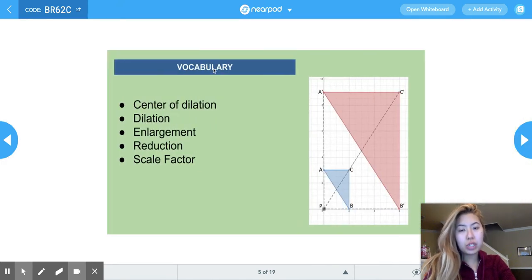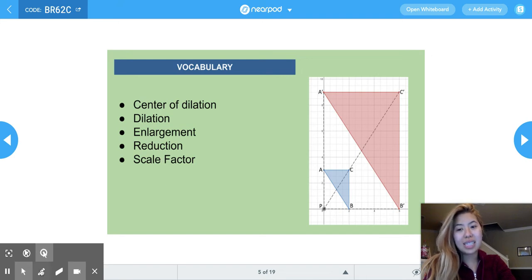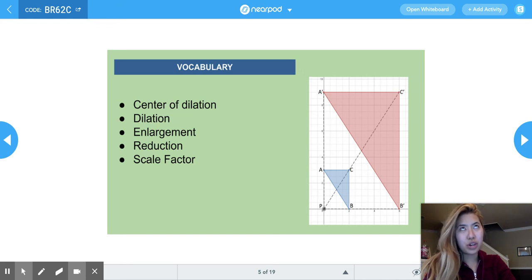So some vocab words to go over are the words center of dilation. Usually the center of dilation is going to be the origin, which is at the 0, 0 point. Dilation is either an enlargement or a reduction. So either the shape gets bigger or smaller, depending on the scale factor. If the scale factor is less than 1, our shape gets reduced or shrunken. And if our scale factor is greater than 1, then our image or our shape gets enlarged or bigger.